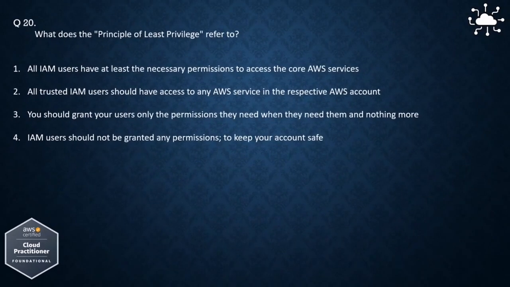Question number 20. What does the principle of least privilege refer to? 1. All IAM users have at least the necessary permissions to access the core AWS services. 2. All trusted IAM users should have access to any AWS service in the respective AWS account. 3. You should grant your users only the permissions they need when they need them and nothing more. 4. IAM users should not be granted any permissions to keep your account safe. The correct answer is you should grant your users only the permission they need when they need them and nothing more.